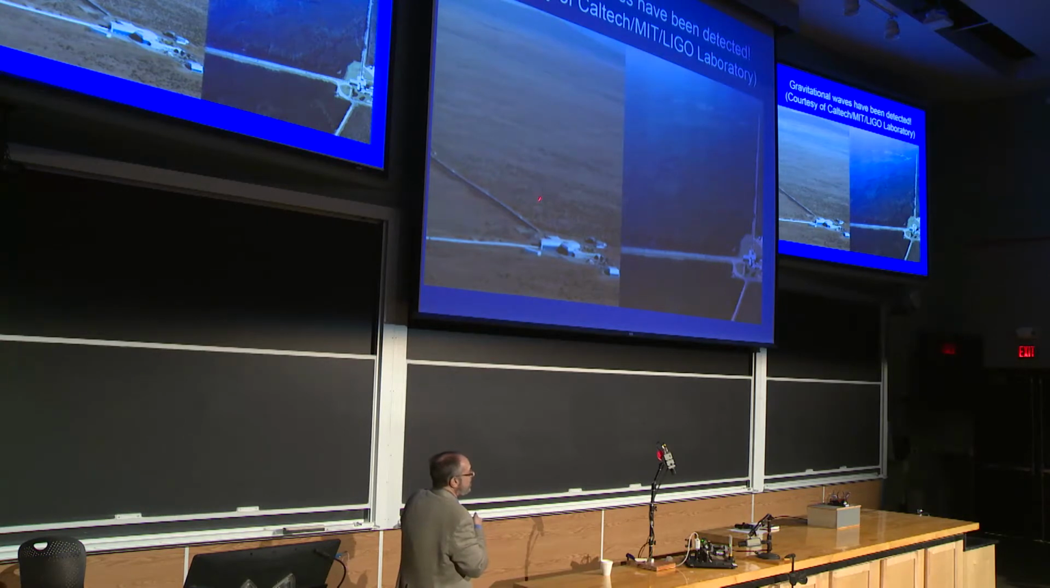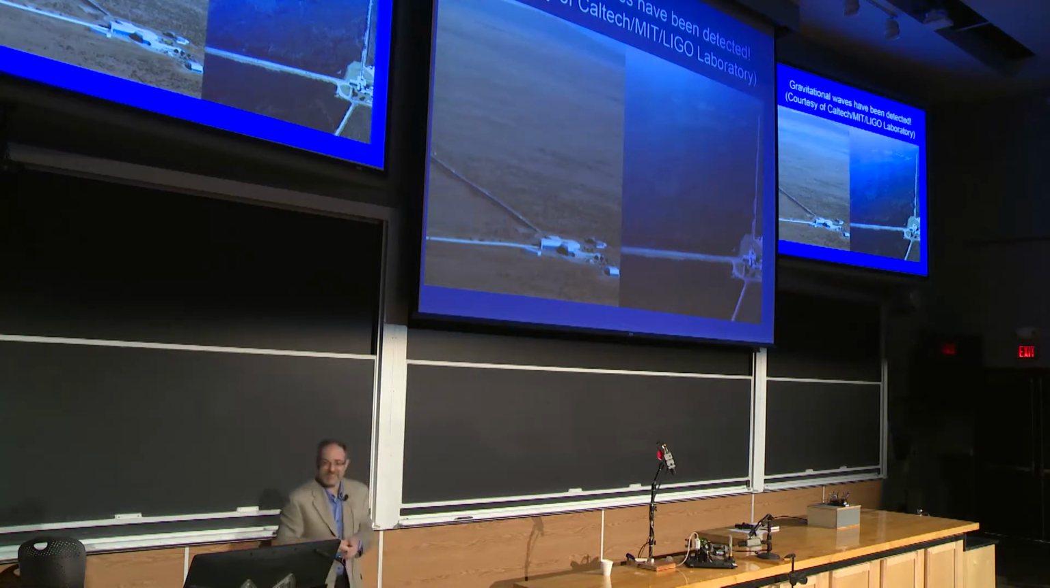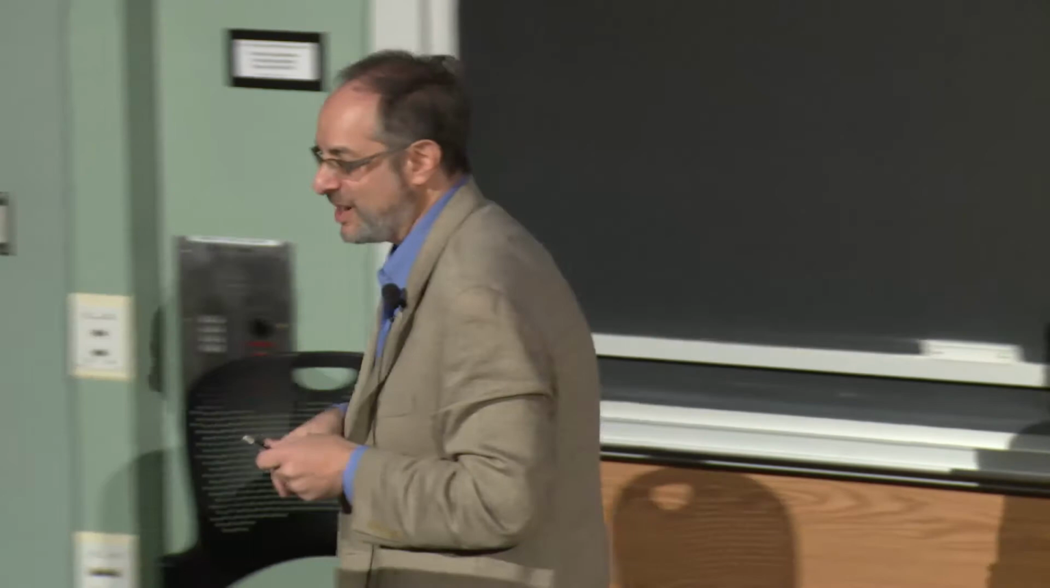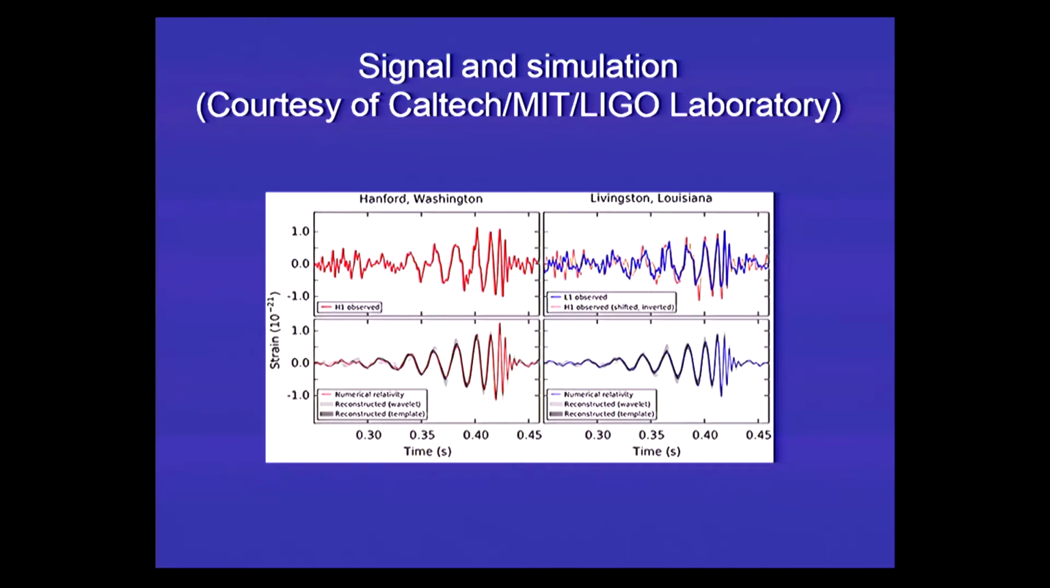So this one is in Hanford, Washington, and this one is in Livingston, Louisiana. And when they simultaneously detect a signal, then you know that you have a gravitational wave. All right, so now here is a picture of the signal as it was detected from the first detection of gravitational waves back in September of 2015.